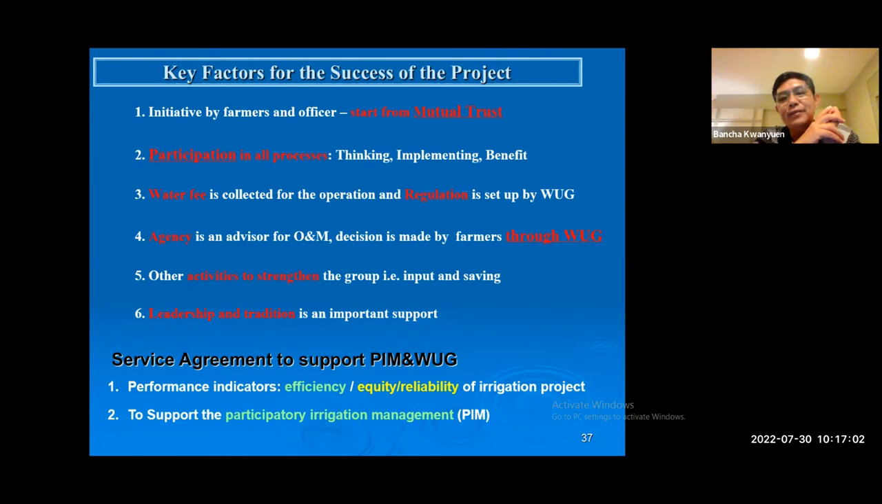And all of these have to work through the water user group. So we need to strengthen all of these activities, and leadership is also important. And finally, here we talk about the service agreement, something that can end up, as we talked about earlier, to be sure that we are not talking about only efficiency. We are talking about equity, and also reliability. This can be done together between PIM and the water user group, and if you go to the next level, you can have the service agreement here.